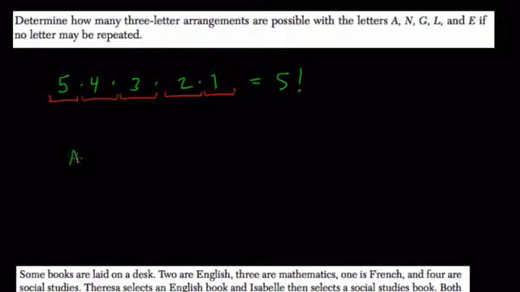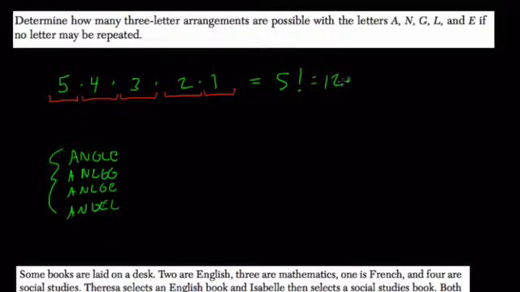The idea being that you could have A, N, G, L, E, right, or you could have A, N, L, E, G, A, N, L, G, E, A, N, right, let's see, get those all, A, N, G, E, L, and you just keep going. And what's going to happen is, as you do this, you'll find that there are 120 different ways to arrange this.